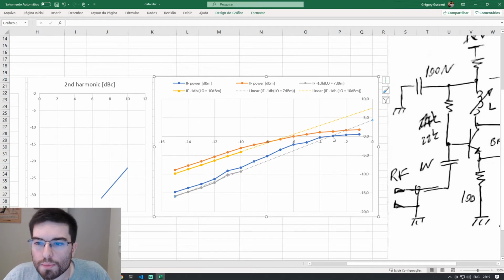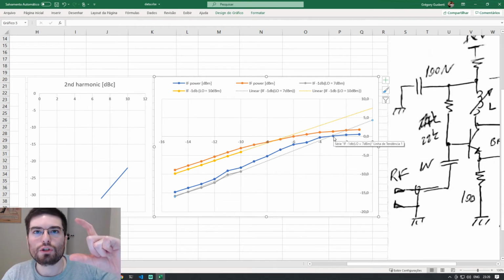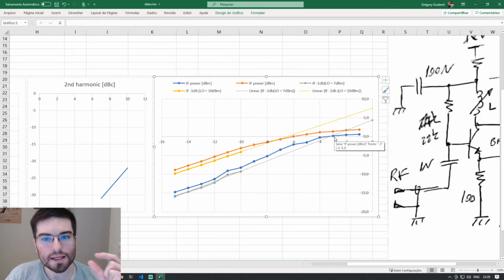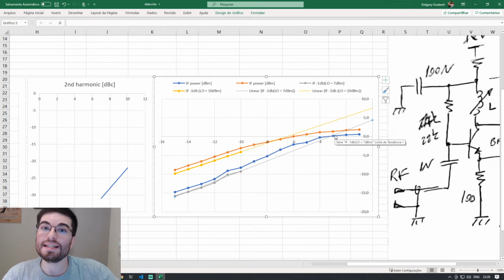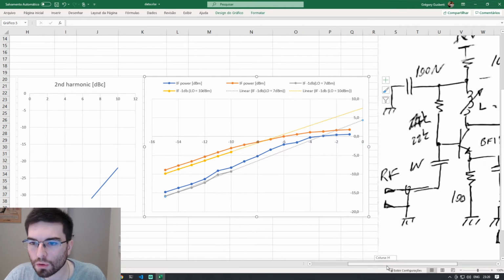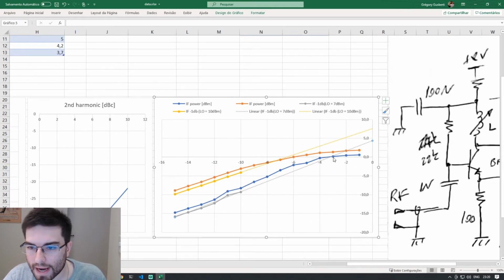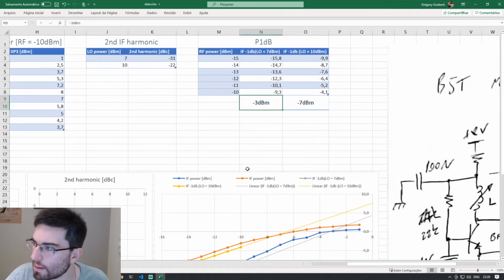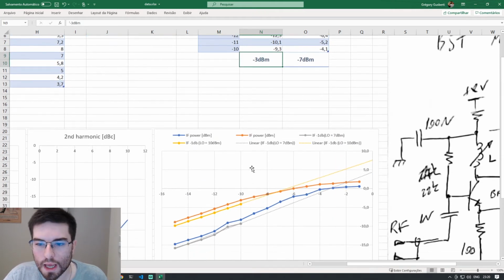So when we are inputting -3 dB in the mixer, we have a drop, the point where we have a drop in the gain of 1 dB with respect to the linearized perfect model, the theoretical model. So the 1 dB compression point for a 7 dBm LO signal is -3, this intersect point here. So this is why I put here -3 dBm.